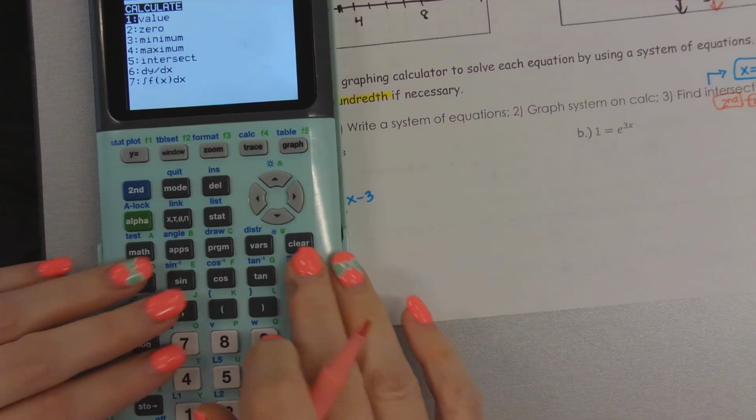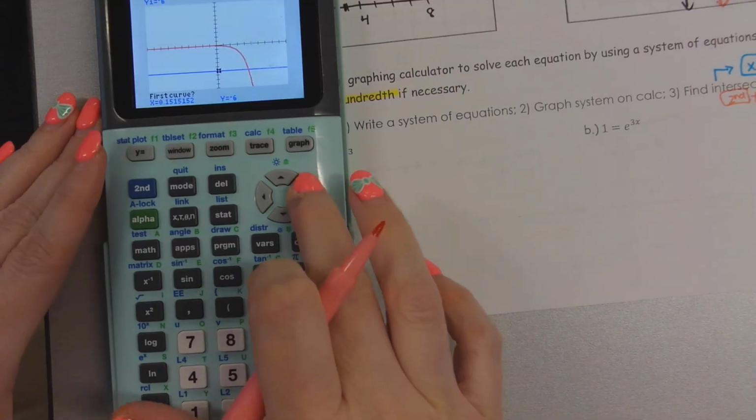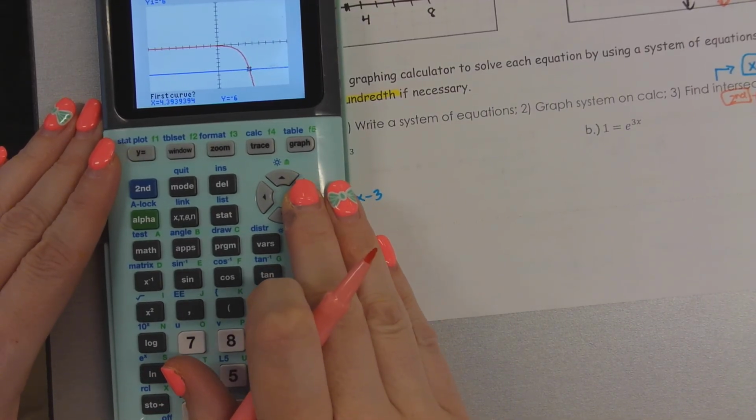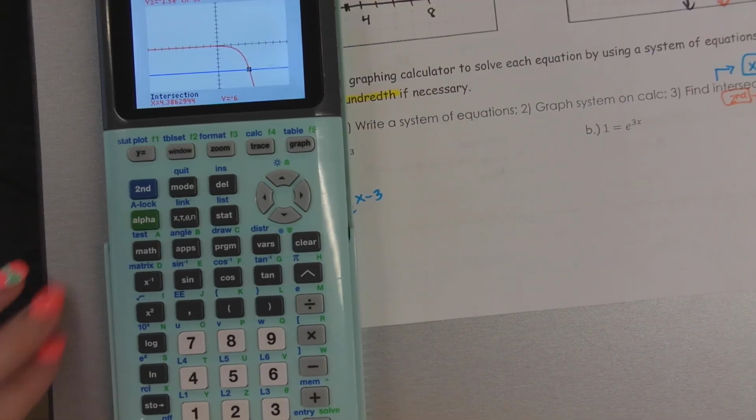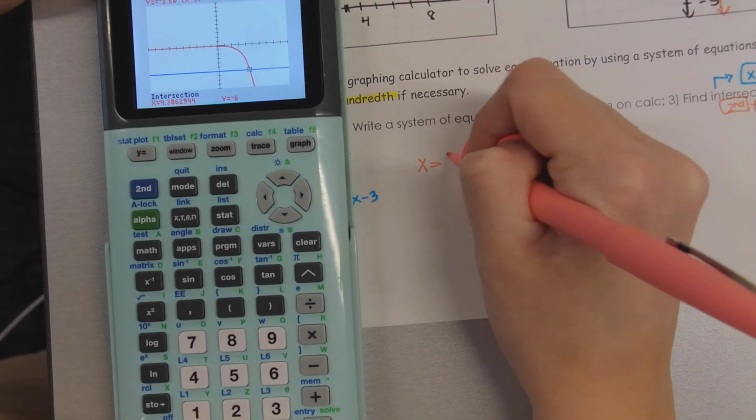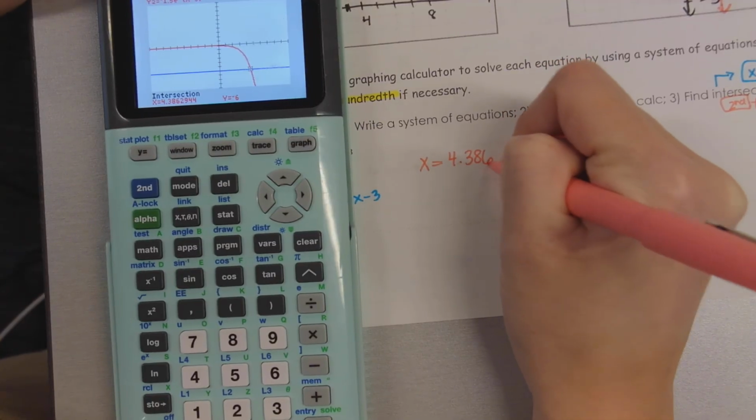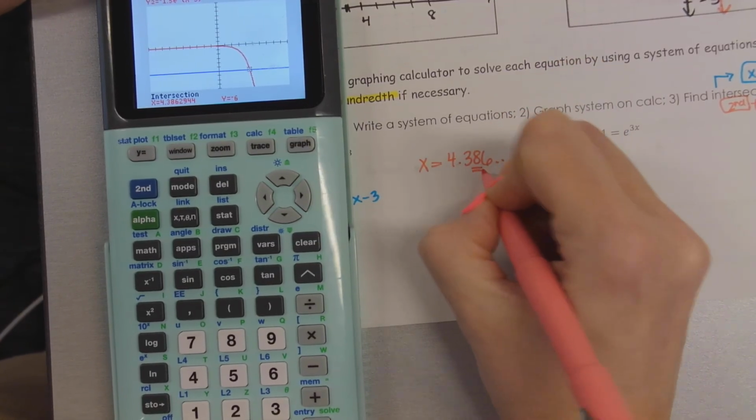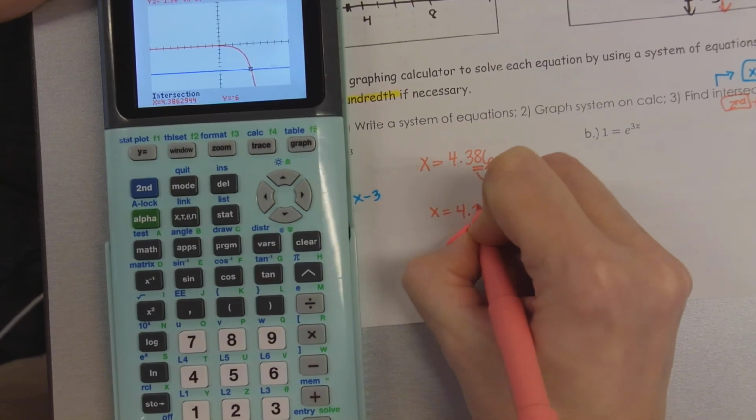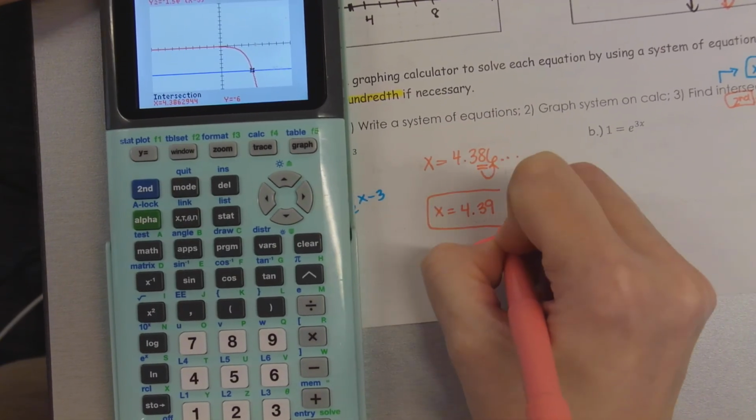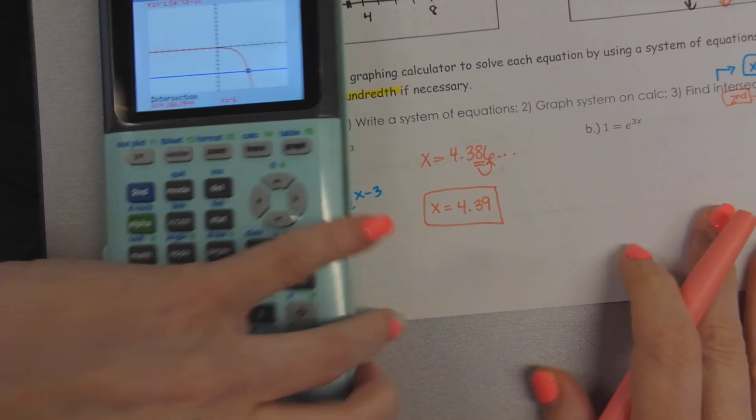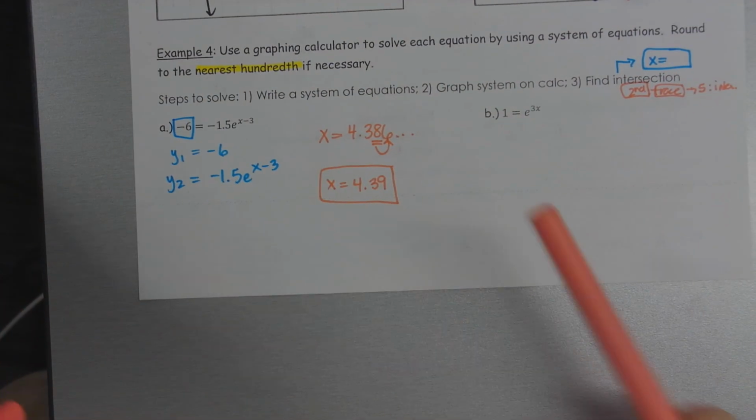Okay, so we're going to go to second calc. The intersect, it's going to ask you first curve, second curve. As long as you get it as close to that point as you can, it will give you the correct value. So you have x equals 4.386... To round correctly, you just look at that number behind it. So 4.39 is your final answer. All right, go ahead and do part B. I'm going to come around and check your part B.